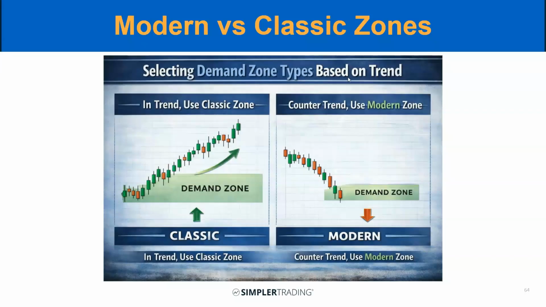Selecting demand zone types based on trend. Mel, talk about this one because you're really good at explaining this. All right. So this was a big evolution for John and I, and it happened over the course of the first quarter of last year. John explained, he's very transparent, that he was layering into trades and had to sit through a lot of pain because it hadn't broken his stop, because he had very wide zones.